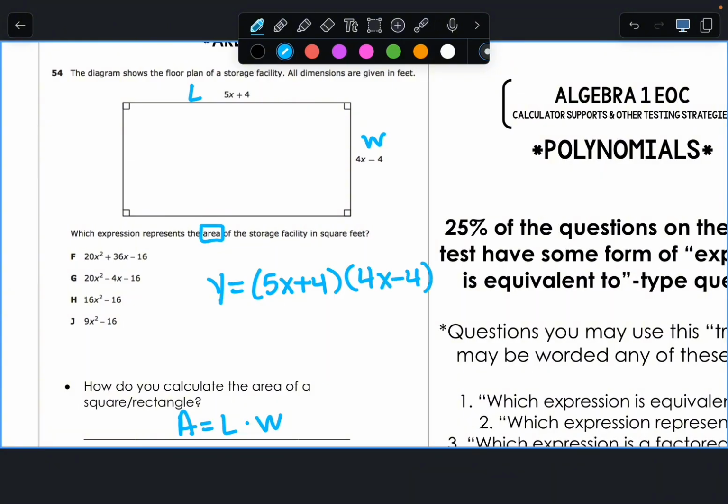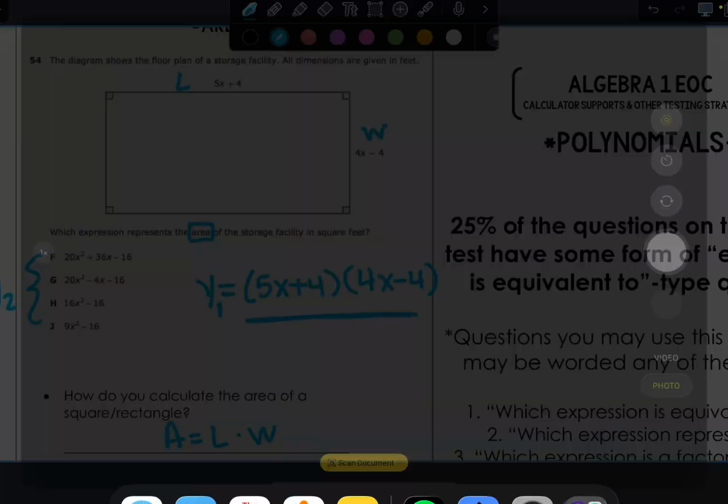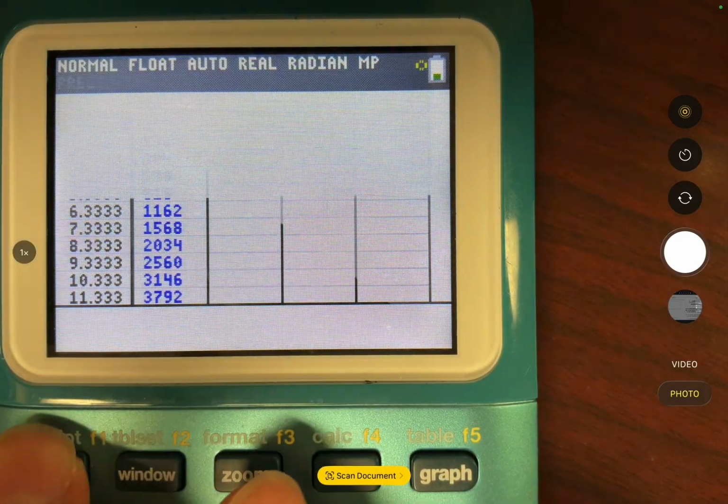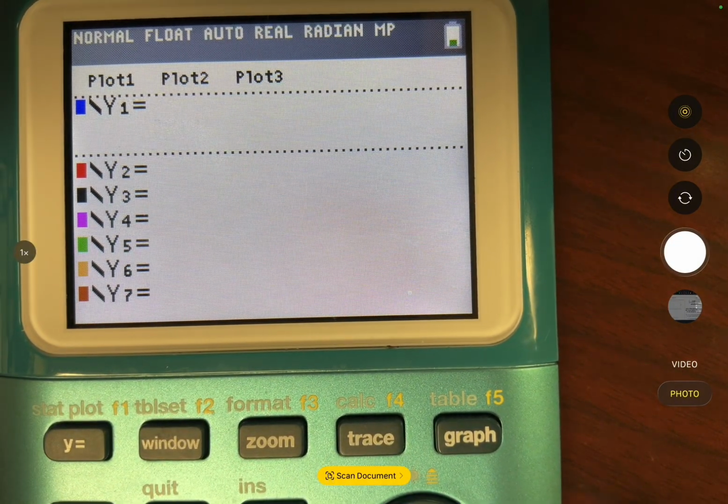You put all of this into y1 on your calculator, and your answer choices into y2. Understand? Shortcut? You can do box or FOIL, yes. That would be the longer way of doing it, but yes, you can do that.